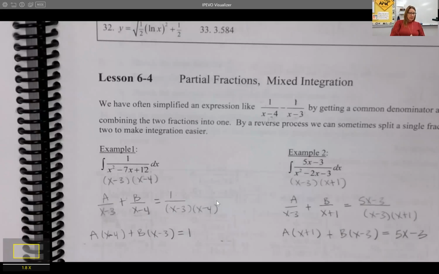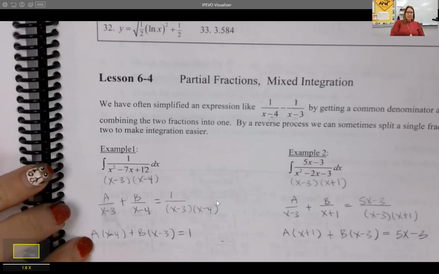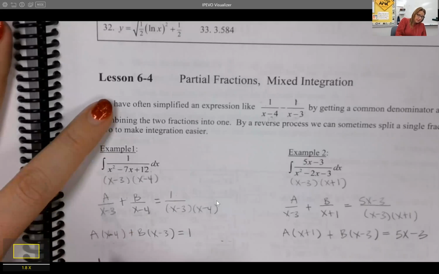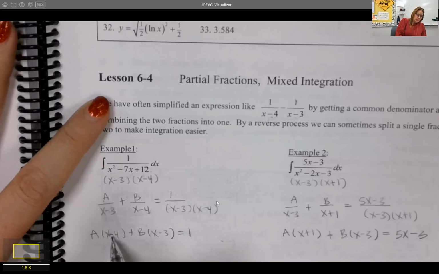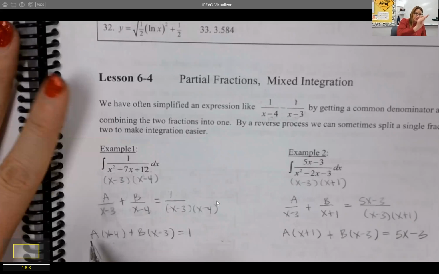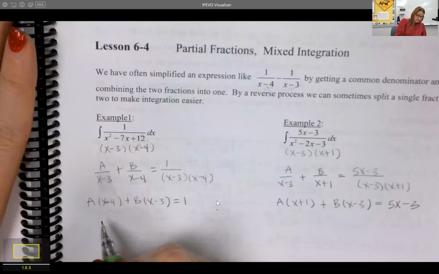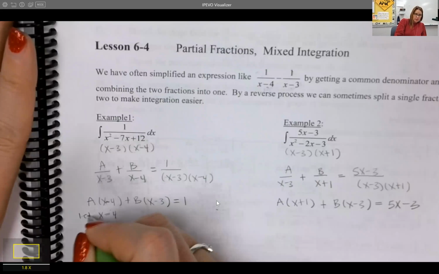So now I want one of these terms to go away so I can solve for the other term. To get the a to go away, I would need this to be a 0, so that it's a times 0. What number, when you subtract 4, gives you 0? Hopefully you're saying 4. Okay, so if x equals 4, so let's let x equal 4.